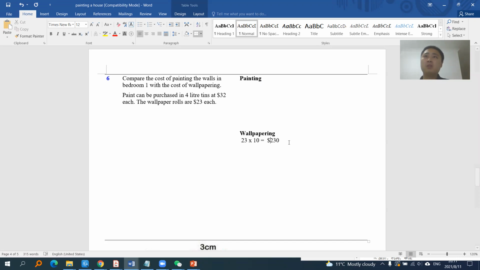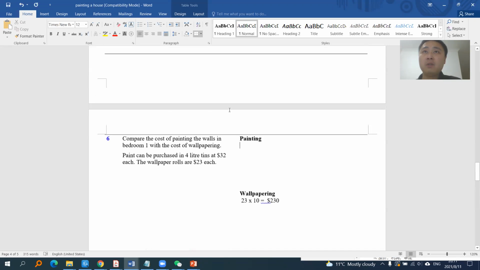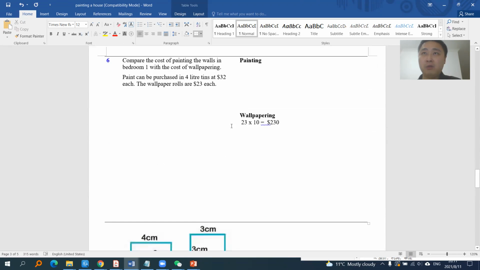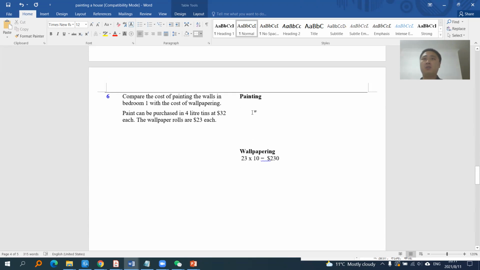$230. Just put it here. And for the paint, how many do we need to have? How many liters do I have? So here, we got 4.2 liters of paint. That's not a real number, I just give you an idea. So we can just try to use 4.2 liter. If it's 4.2 liters of paint, we can use 4.2 divided by 4.